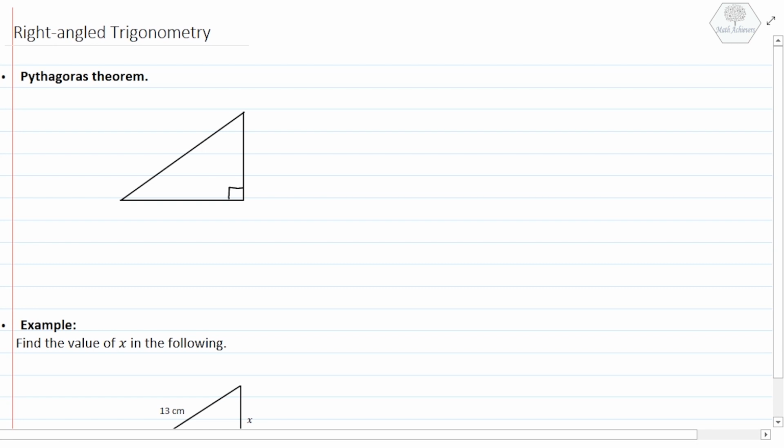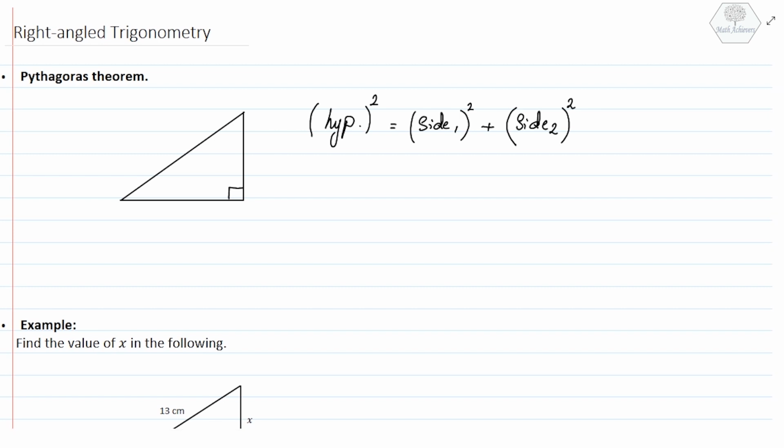Let's start explaining Pythagoras Theorem. What does Pythagoras Theorem say? Pythagoras Theorem says that the hypotenuse squared is equal to side 1 squared plus side 2 squared. If the triangle is a right-angle triangle, the hypotenuse is always the longest side.